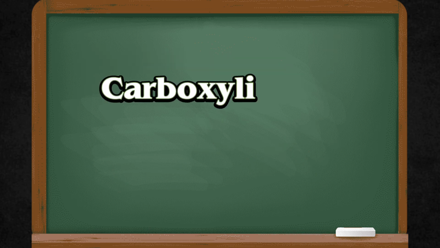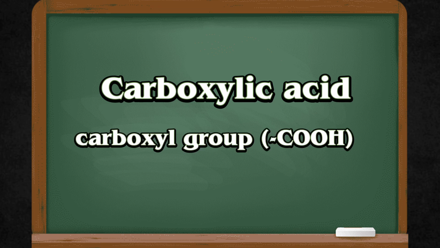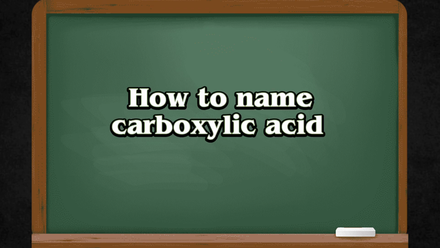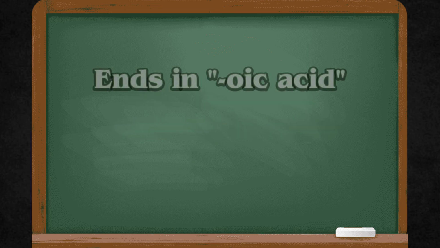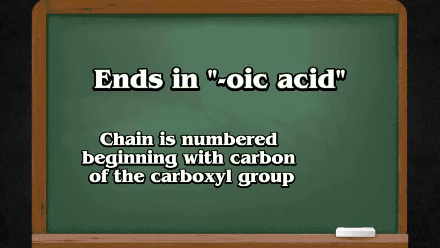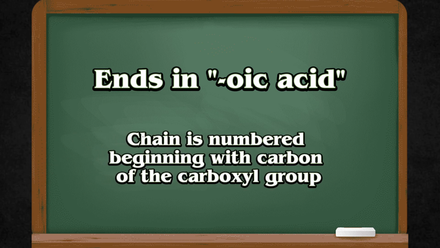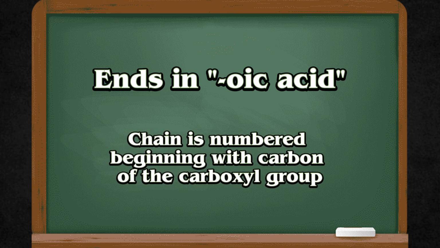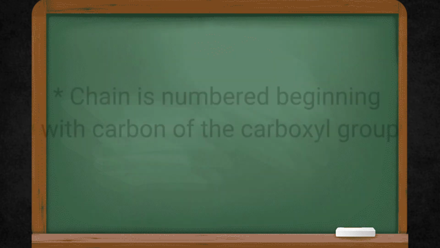Carboxylic acids are named based on the number of carbons in the longest continuous chain, including the carboxyl group. How to name a carboxylic acid? In naming a carboxylic acid, remember that it ends in -oic acid, which is a suffix for carboxylic acid. Also, the chain is numbered beginning with the carbon of the carboxyl group, which means the carboxyl group is placed at one end of the carbon chain.